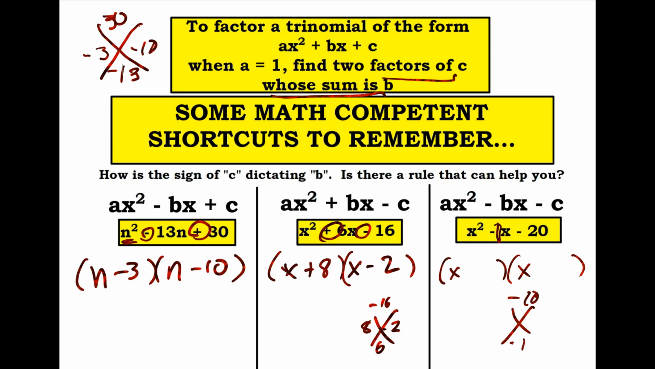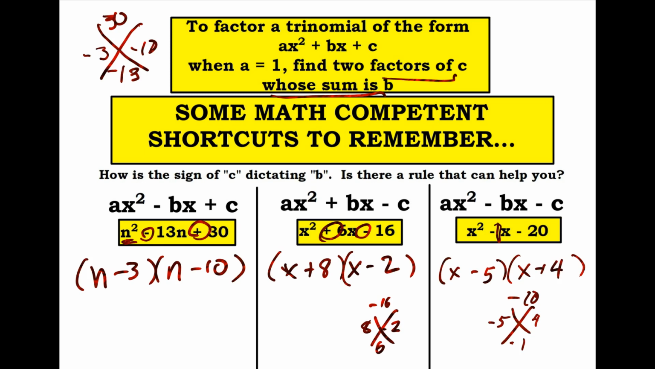Well, I know that negative 5 and a positive 4 multiply to give me negative 20, but add to give me negative 1. So this is minus 5, this is plus 4. Okay?